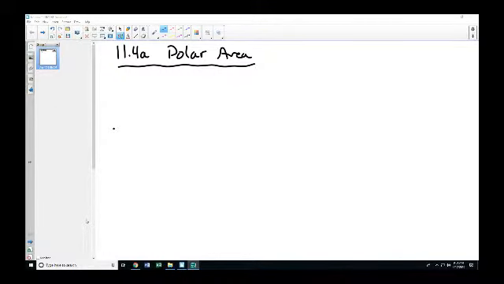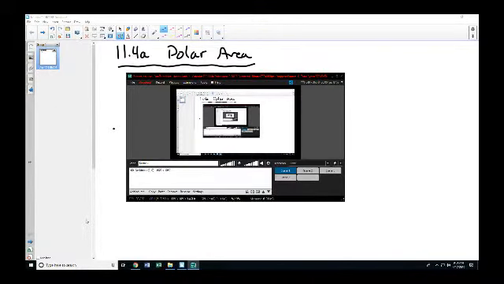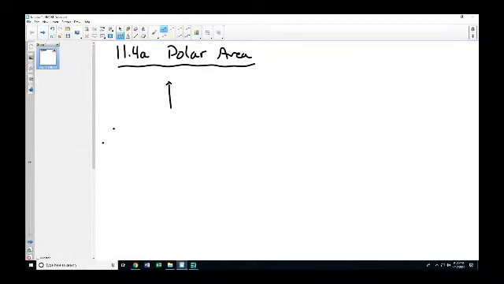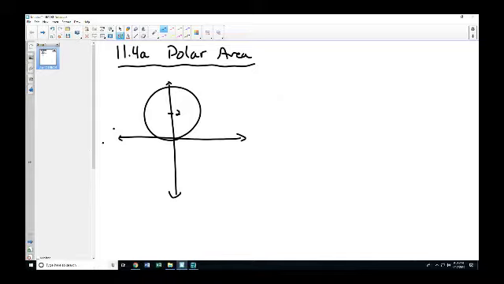Rectangular area. Okay. So, let me just give you a quick example there. The area that you're used to is the area between the curve and the x-axis, right?